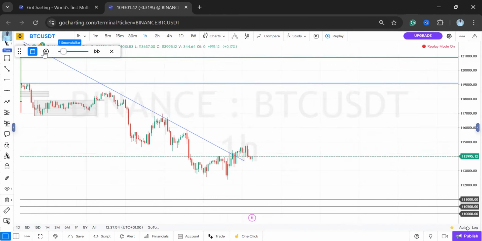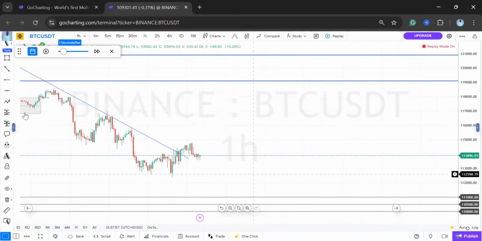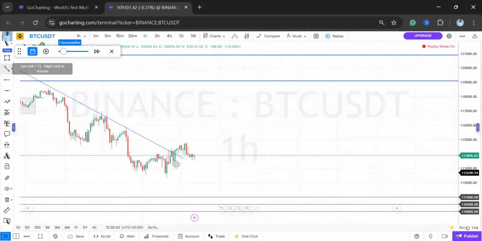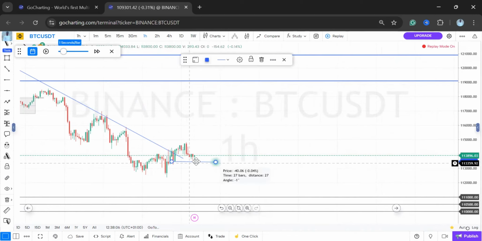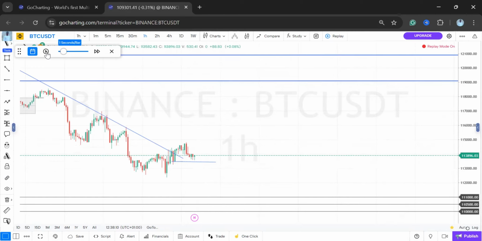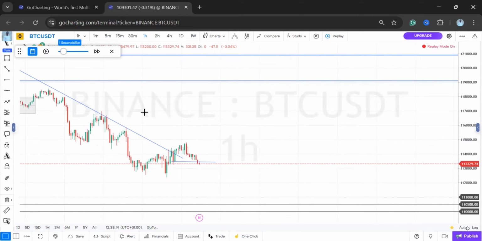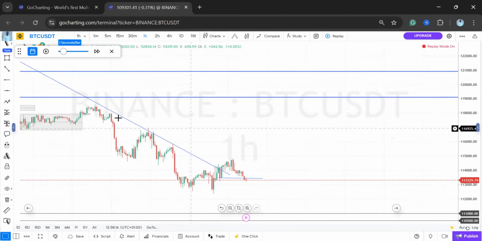Let's see something. The market can actually come and test this zone. The market has the possibility of coming to test this zone to push to the upside, right? But let's just play it. Okay, it's disrespected it, right? Okay, let's play.